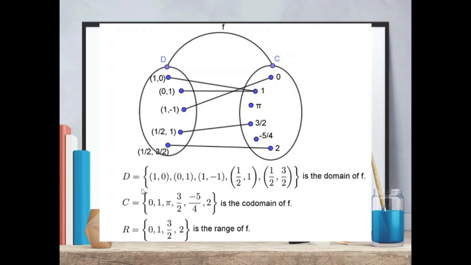So the domain is D equal to the set of ordered pairs (1, 0), (0, 1), (1, -1), (1, 1), (1/2, 3/2). The codomain is C equal to the set of real numbers 0, 1, 5/3, 3/2, -5/4, 2, and the range is all the values assigned by f, that are 0, 1, 3/2 and 2.